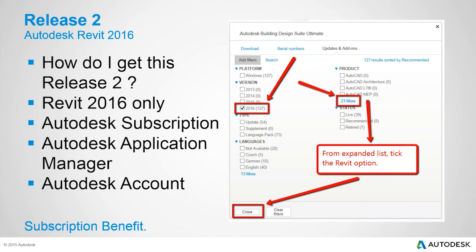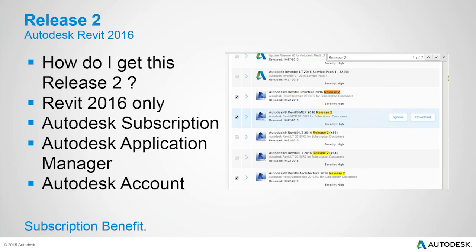Now, depending on how many products you've got, you may need to click on More so that you can actually expand the list. And then eventually, if you expand the list, you should find the Revit options in there. And then you pick Close. And this will actually finish the filtering process for you. This will then take you back to the Updates and Add-ons page, where we should have a much shorter list of available downloads.